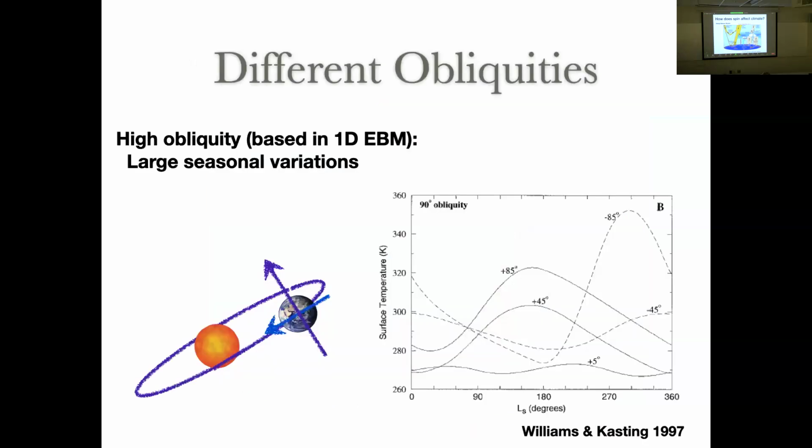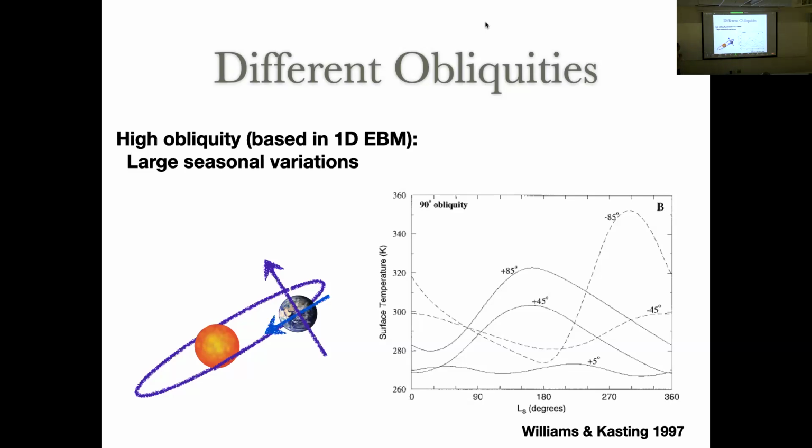Now let's look at the constraints on obliquity due to the spin variations. This was actually done very early, in 1997, partly inspired by the study of Laskar, who found that a moonless Earth could have large obliquity variations. They wondered what Earth would look like if it had a large obliquity different from 23 degrees. So they did a simple one-dimensional energy balance model and calculated the surface temperature as the planet orbits the host star with different obliquities. The different lines show different latitudes on the planet, so the one changing dimension is latitude.